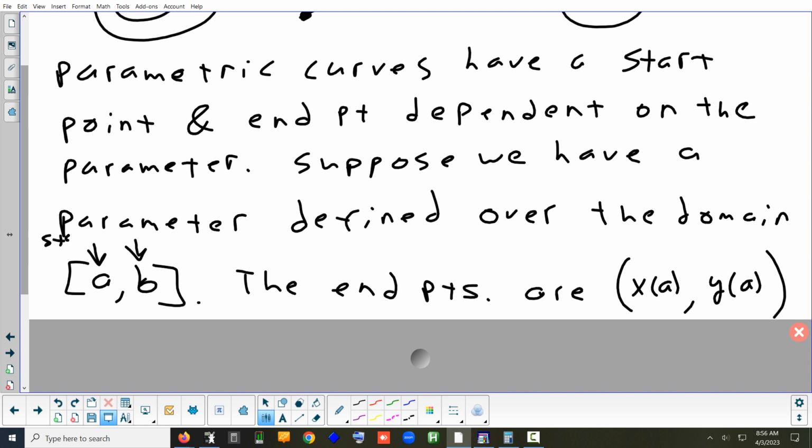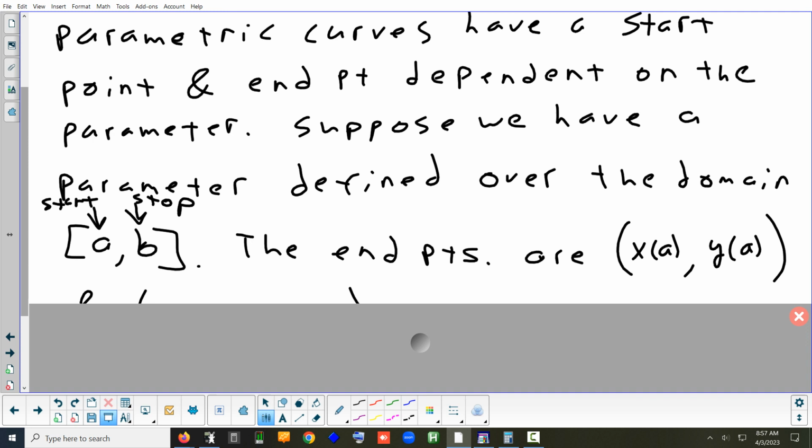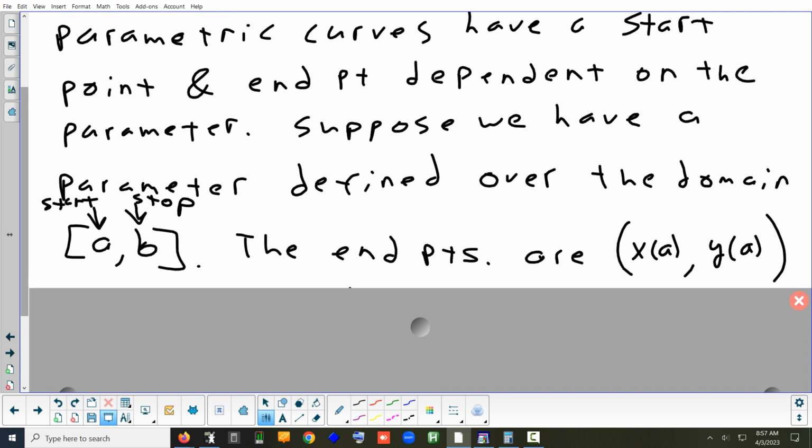A controls where it's going to start, and B controls where it's going to stop. So if you want to figure out where your graph is going to start, you're going to take the number they give you for A, which is going to be the minimum, and you're going to plug that number in to the x formula and the y formula. And that's how you get the coordinate of where it starts.